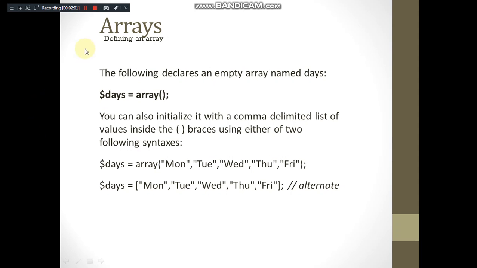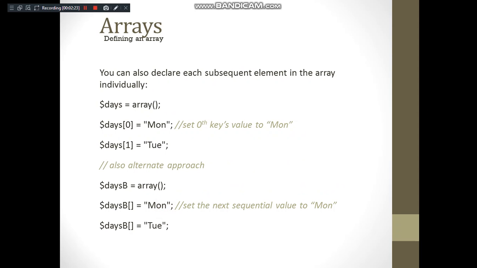You can make use of the constructor like this, the way we do in JavaScript: $days is equal to array, or else we can just make use of the array function and mention the parameters within it, or alternatively we can use the C-like syntax, using square brackets. So we came to know that we can use either parentheses or square brackets. You can also declare each subsequent element in the array individually.